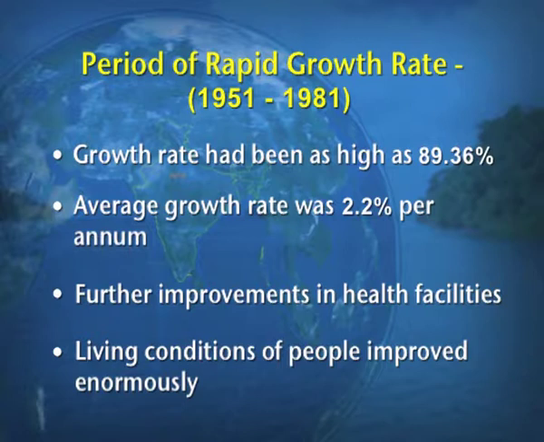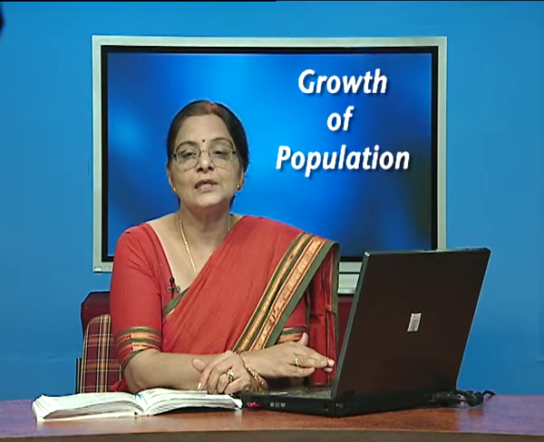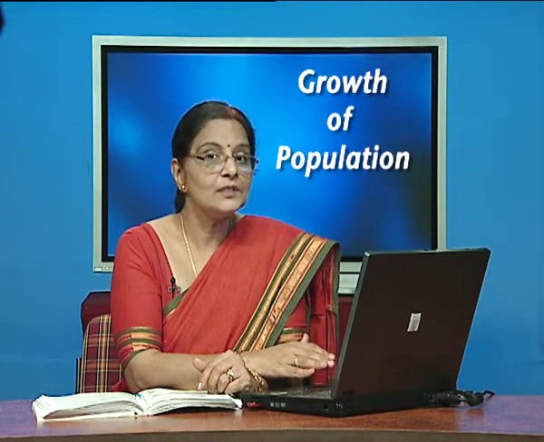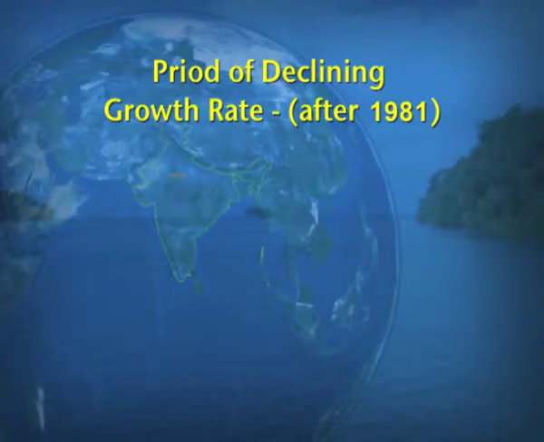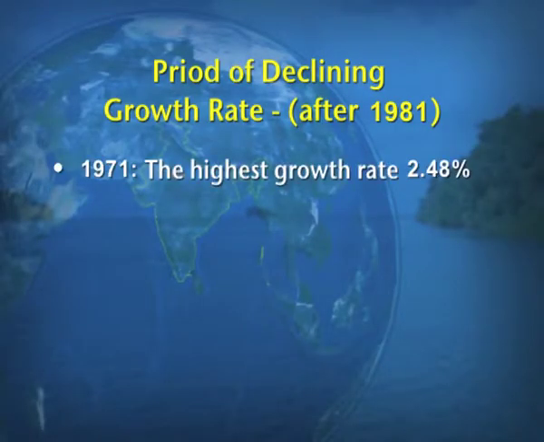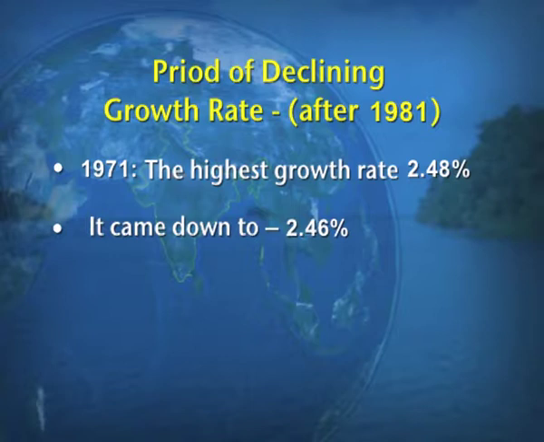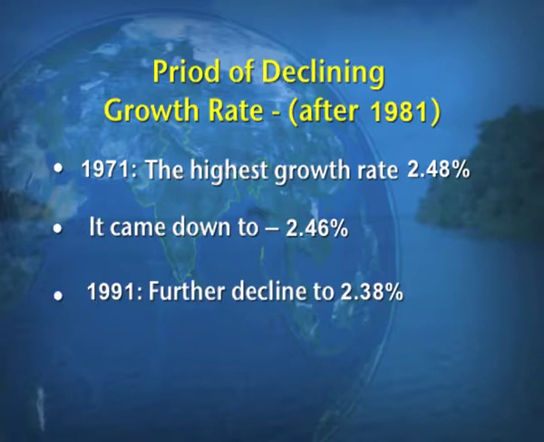And then the last phase is the period of the declining growth rate, which is after 1981. In this period you can see that in 1971 the highest growth rate was 2.48%, which declined to 2.46 in 1981, and there was a further decline in 1991 with 2.38%, and in 2001 there was a little decline again, that is 2.15.